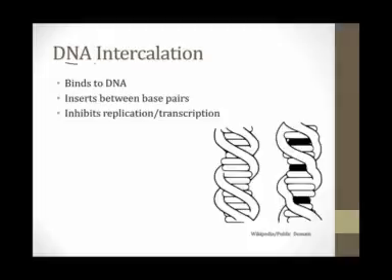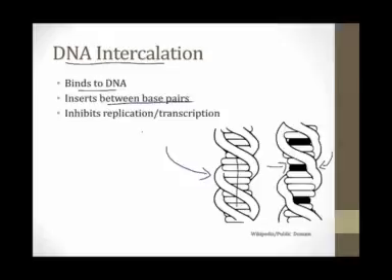Anthracyclines can also intercalate within DNA. This means they can bind to DNA and insert between base pairs. Shown on the screen is a drawing of a DNA double helix with lots of bases down the middle. The black lines here depict what anthracyclines can do. They can insert between the base pairs. This will inhibit the replication and also the transcription of DNA strands.